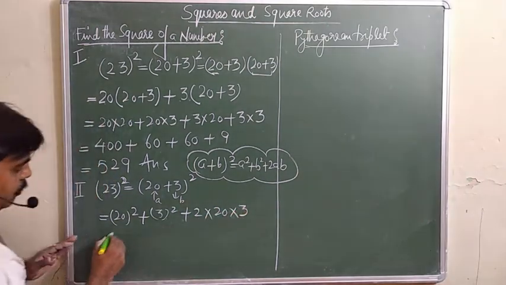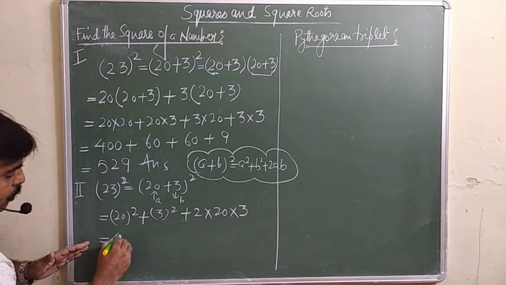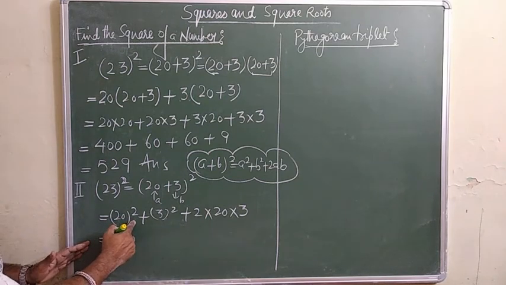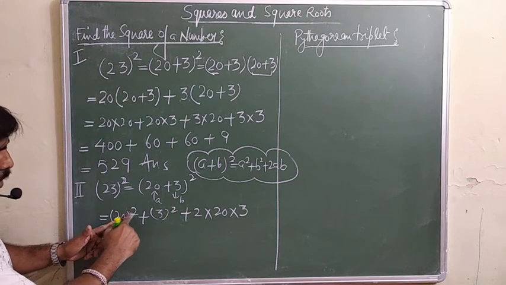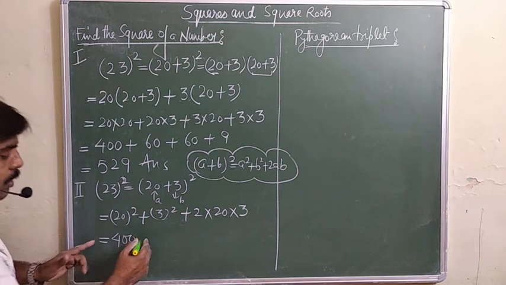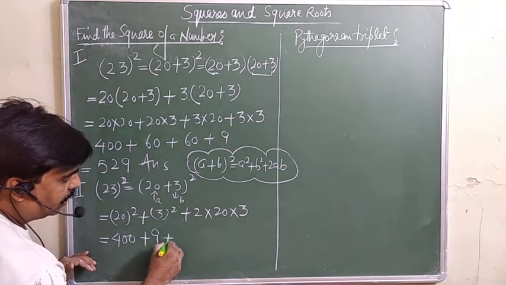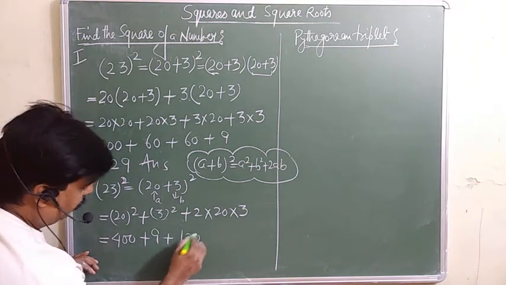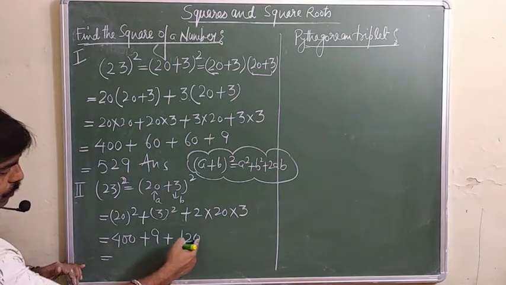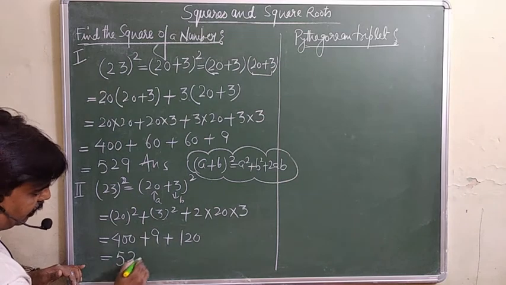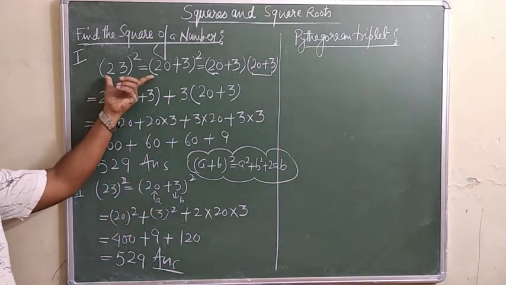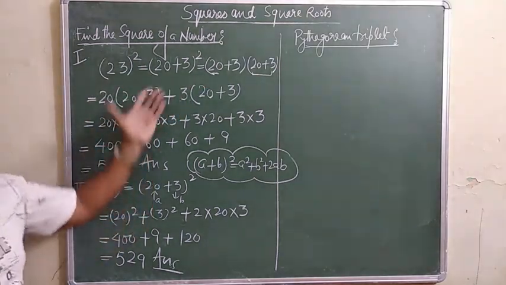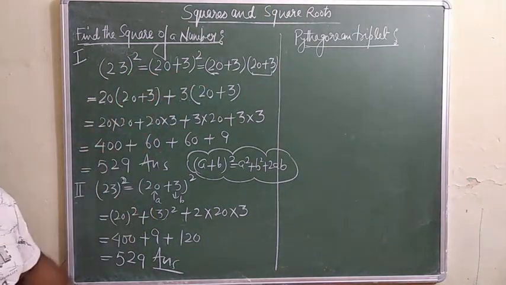You can solve 20 into 20, that is 400, not 20 into 2, that is 40. आप ये नहीं 20 into 2 नहीं, 20 into 20, 2 times you will multiply. Plus 9 and plus 120. So this is 4, 5, 520, 529. And this is your answer. So you can apply this method or you can apply this one. It's up to you. आप ये apply करें, it's up to you.